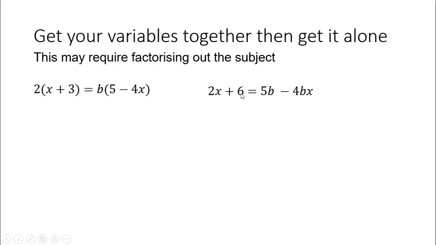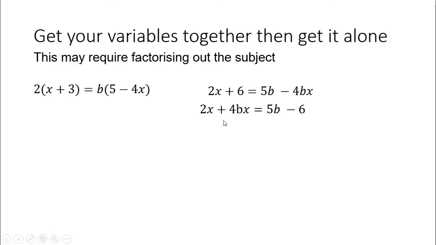I've got 2x plus 6, and 5b times 5 is 5b. b times negative 4x is negative 4bx. And I want to get my x's together now, and the numbers to the other side. So I've got here 2x, and I've got minus 4bx. Doesn't really matter which way you move them, but I kind of want to keep things positive, so I think the best thing to do would be to move this one over to that side and make it plus. So I've got 2x plus 4bx. And in the same step, I've taken this plus 6 over to the other side and I made it minus 6, coming after the 5b that was already there.